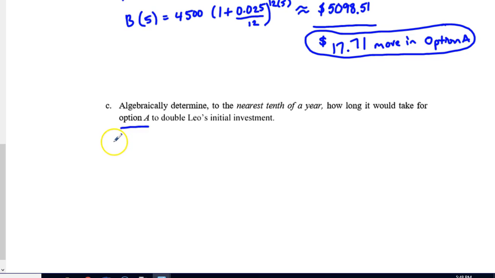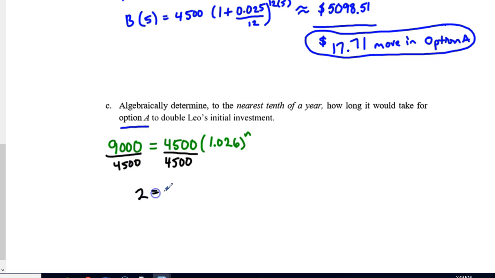Okay, so we started with $4,500. It's going to get him up to $9,000 if he doubles it. And using our initial, the option A, it's going to look like this. Or the simpler form. And I have to solve for an unknown exponent, so hopefully it's coming back to you, right? Got to solve for that unknown exponent with logs. Can't put it into log form until we have the exponential expression isolated. So divide. And no surprise, it comes out to be 2.